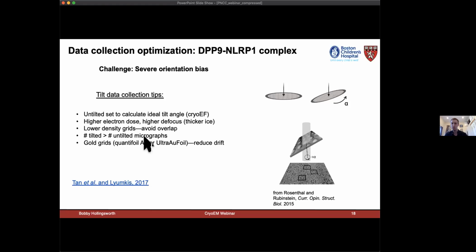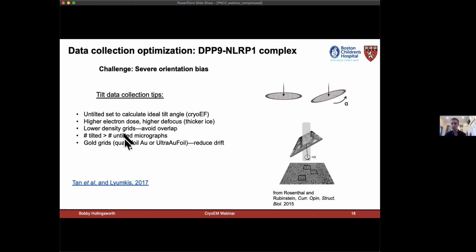Due to the thicker ice when tilting, we have to use lower particle density on our grids to avoid overlap. When two particles are very close together on an untilted micrograph and the stage is tilted, they can overlap a little bit in the Z direction, and the noise there is going to make those particles unusable for a high resolution reconstruction. So a lot of data can be thrown out if the grids are made too densely, and that generally requires more tilted micrographs to be collected than untilted.